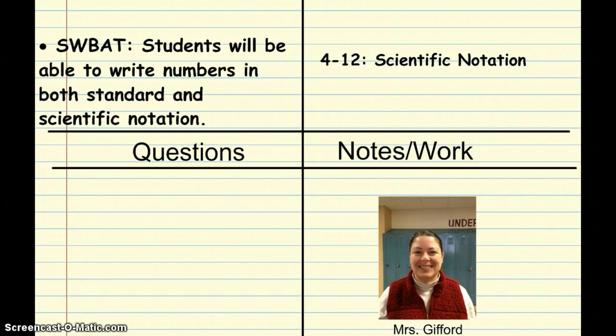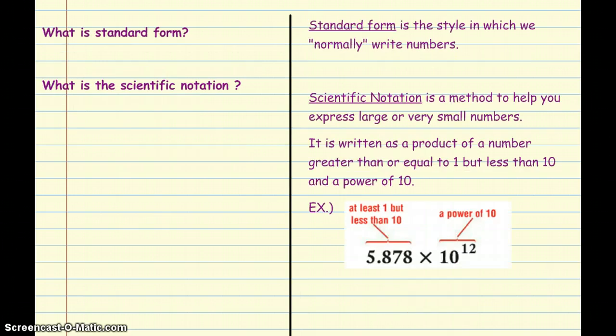With this lesson, students will be able to write numbers in both standard and scientific notation. So first of all, what is standard form? Standard form is a style that we just normally write our numbers. For example, if I want to write the number 12,000, this is considered standard form. It's just the basic way that we write numbers.